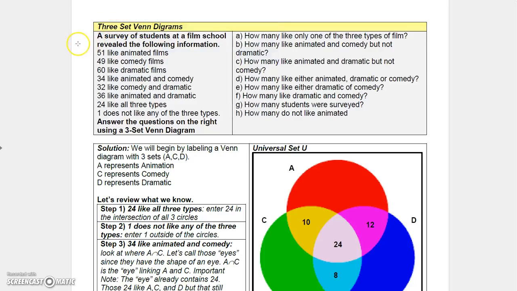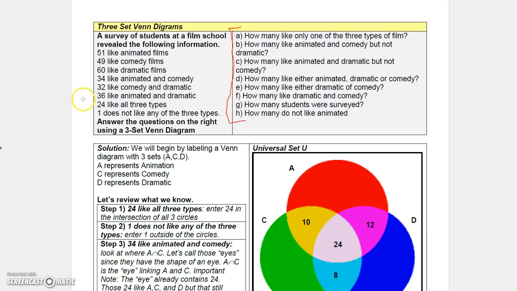A survey of students at a film school revealed the following information. 51 said they liked animated films, 49 liked comedy, 60 liked dramatic films, 34 liked animated and comedy, 32 liked comedy and dramatic, 36 liked animated and dramatic, and 24 liked all 3 types, and then 1 does not like any of the 3 types. So we're going to answer these questions. If you need to, pause the video and read these if you like, and we'll come back to them in a minute.